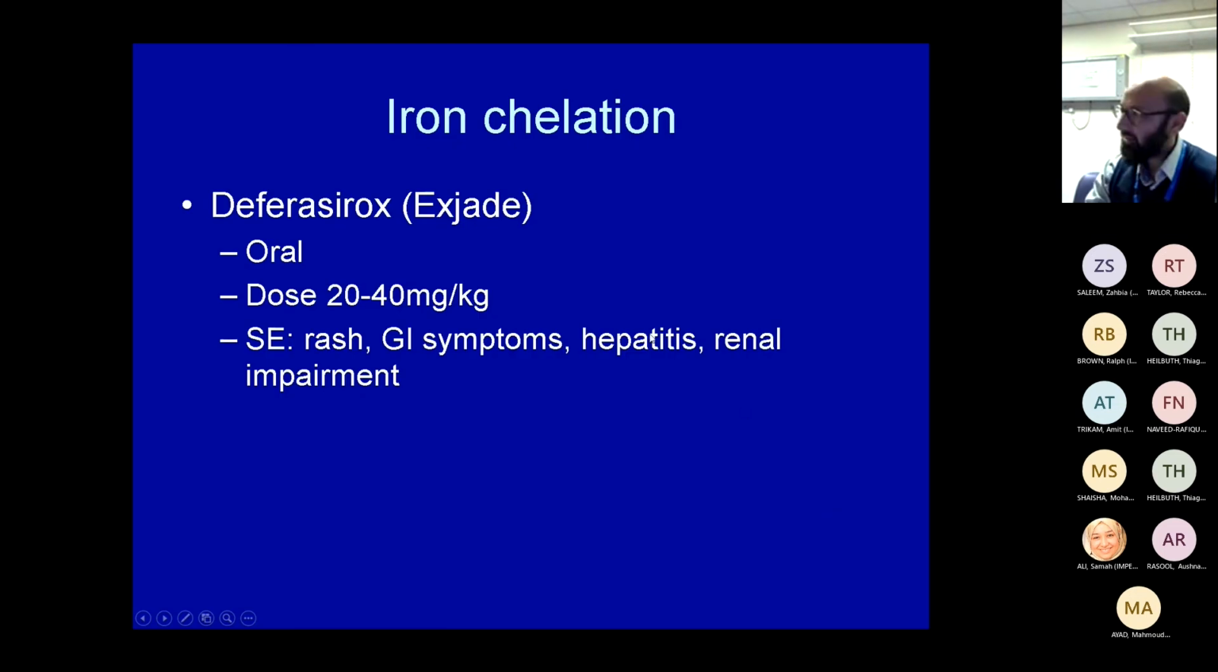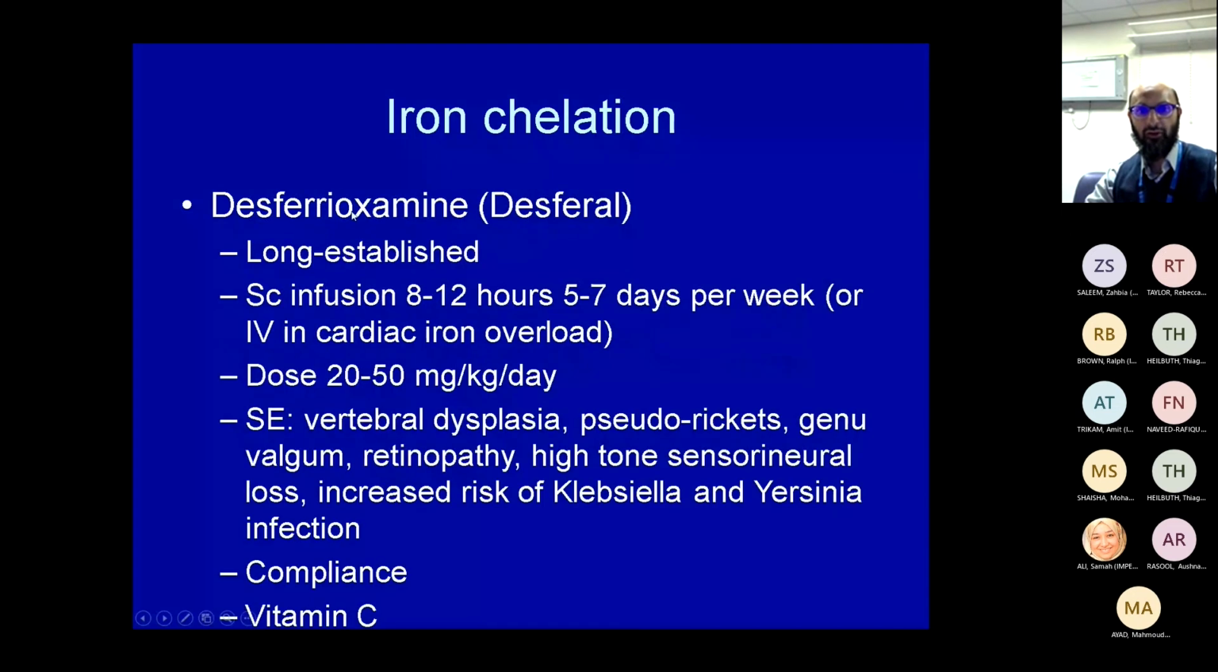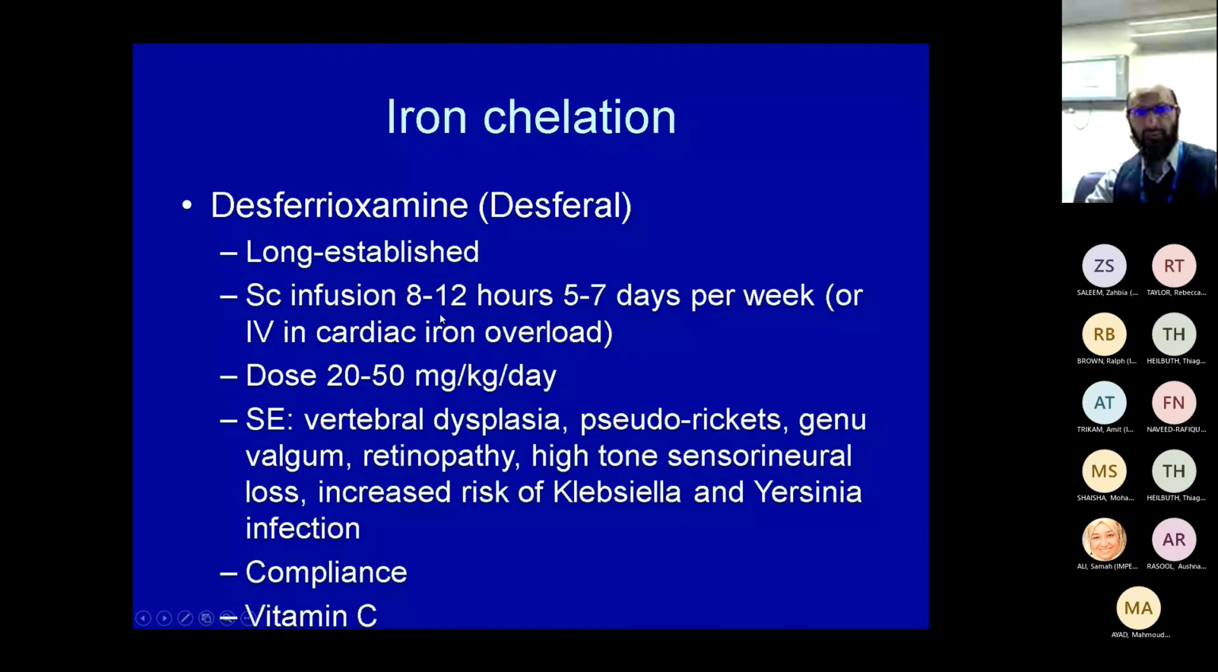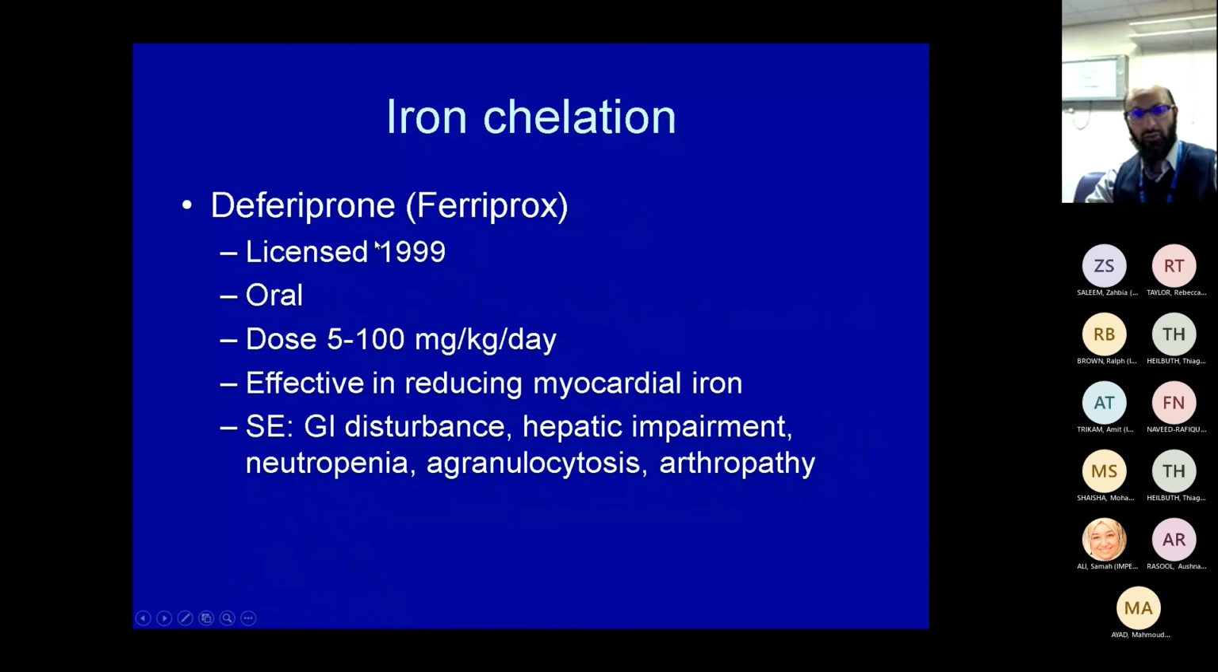There are 3 different iron chelators available to us. This is not really in the right order, but desferrioxamine was the first one to be developed, in the 1960s, and it has to be given subcutaneously or intravenously. The next one to be developed was deferiprone, which is given orally 3 times a day, and it tends to be better at reducing cardiac iron overload than the other iron chelators.